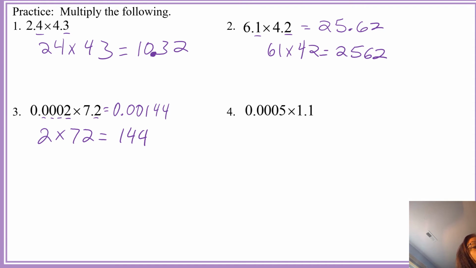All right, 4 is 5 times 1.1, or 5 times 11, and that's equal to 55. But I have 1, 2, 3, 4, 5 again, so I'm going to have 0.00055. And notice again I have 5 decimal places.